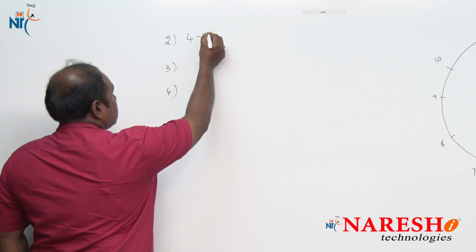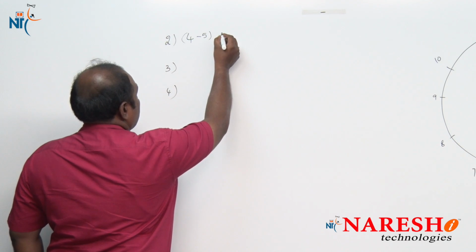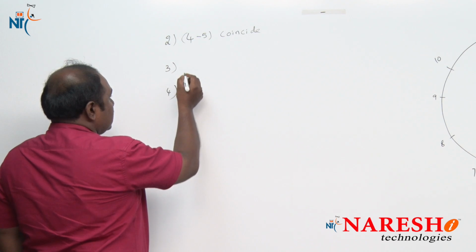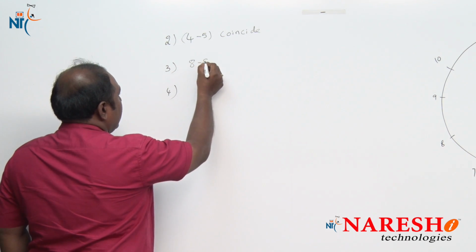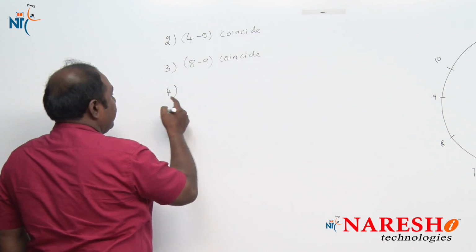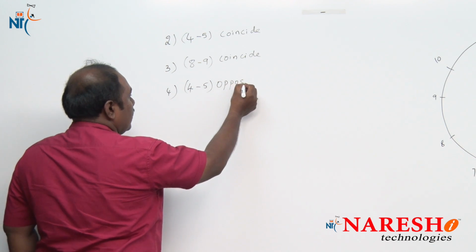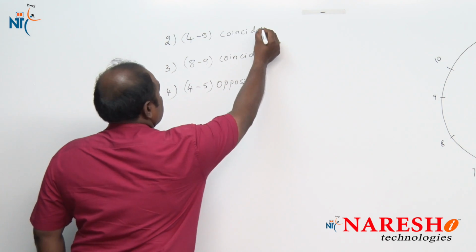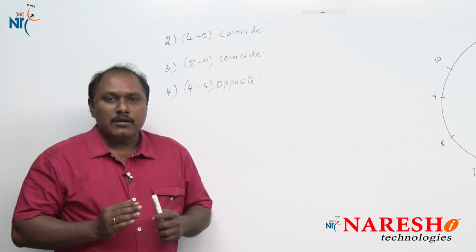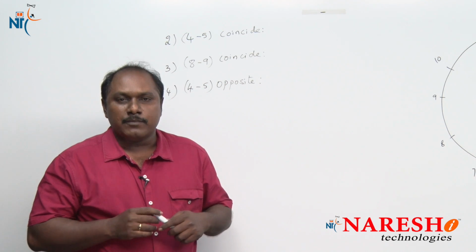Now, question number 2 is, at what time between 4 o'clock and 5 o'clock the minute hand and hour hand coincide? Question number 3 is, at what time between 8 o'clock and 9 o'clock the minute hand and hour hand coincide? Question number 4 is, at what time between 4 o'clock and 5 o'clock the minute hand and hour hand are opposite to each other? Now, we are going to solve these 3 problems without using a formula, by using simple common sense. Along with that, we use a method to solve this problem.